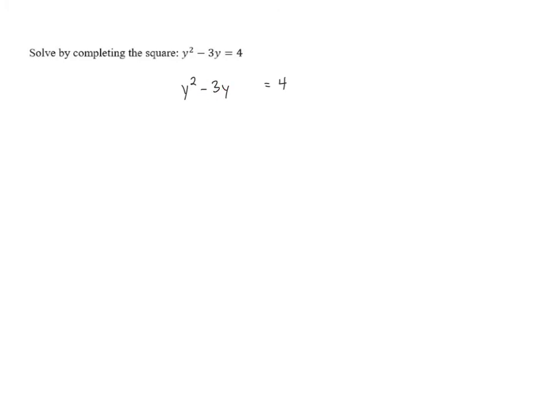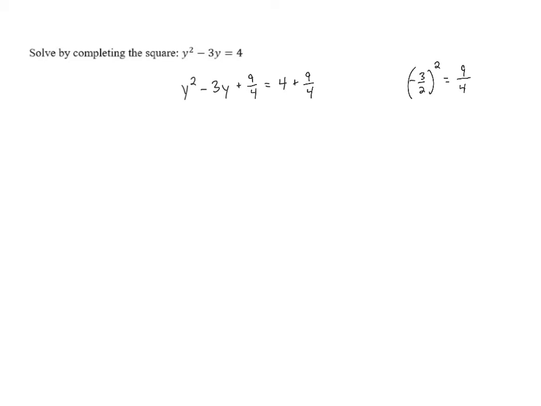Negative 3 divided by 2 is negative 3 halves. And then we have to square that. Well, a negative times a negative is a positive, so the result will be positive. 3 squared equals 9, and then 2 squared equals 4. So when we take that coefficient, divide it by 2, and square it, we end up with 9/4. So we're going to add 9/4 to both sides.